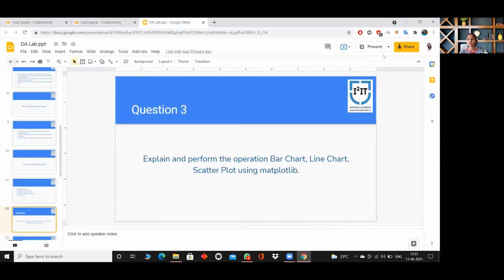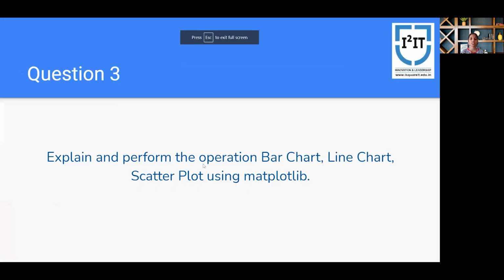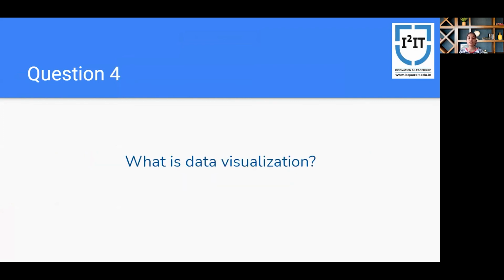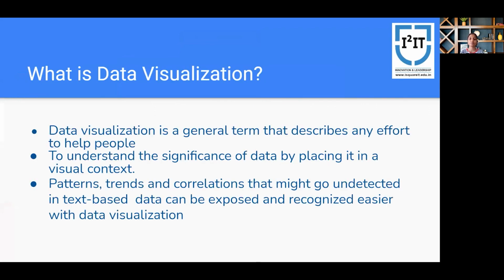Now we come to our last question. Since we already saw what a bar chart, line chart, and scatter plot are, why don't we look at what they are in actuality, which is data visualizations. So what is data visualization? It is a graphical representation of information and data. By using visual elements like graphs and maps, data visualization tools provide an accessible way to see and understand trends, outliers, and patterns in data.